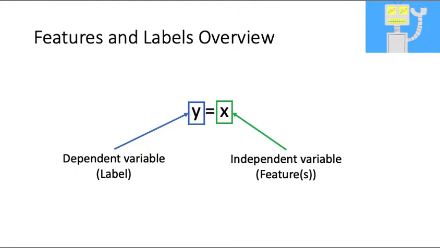Who remembers good old y equals x from algebra class? Y is our dependent variable as it depends on x, our independent variable. Machine learning can be thought of in that same context. Y can be thought of as our label, or the thing we want to predict, and x can be thought of as our feature, or a factor that we believe will help us predict our label.